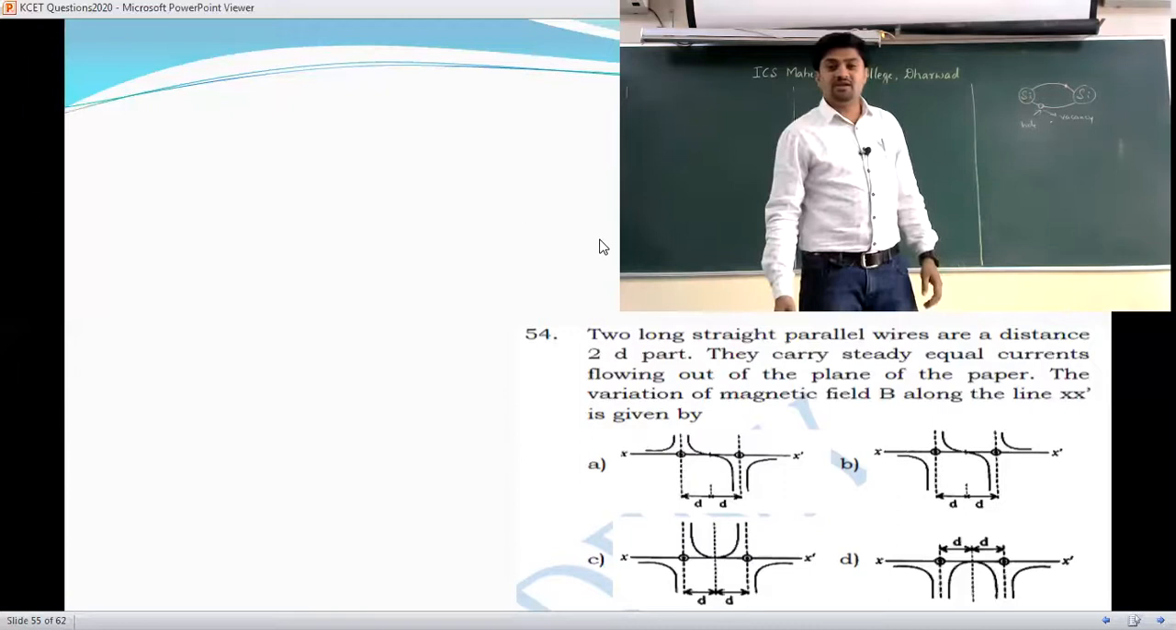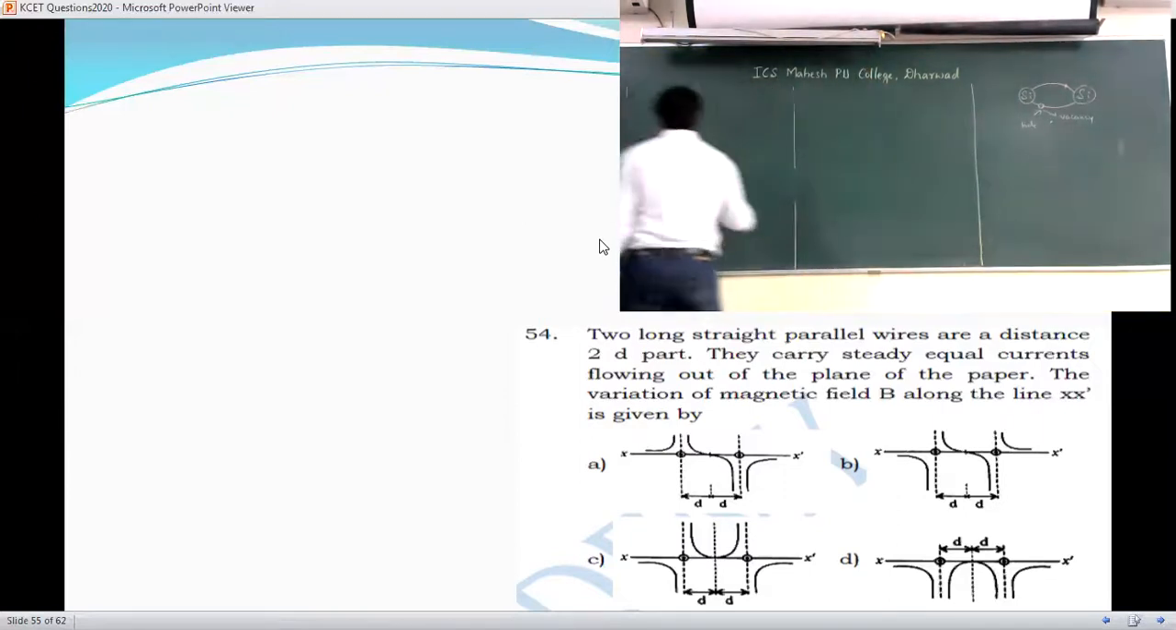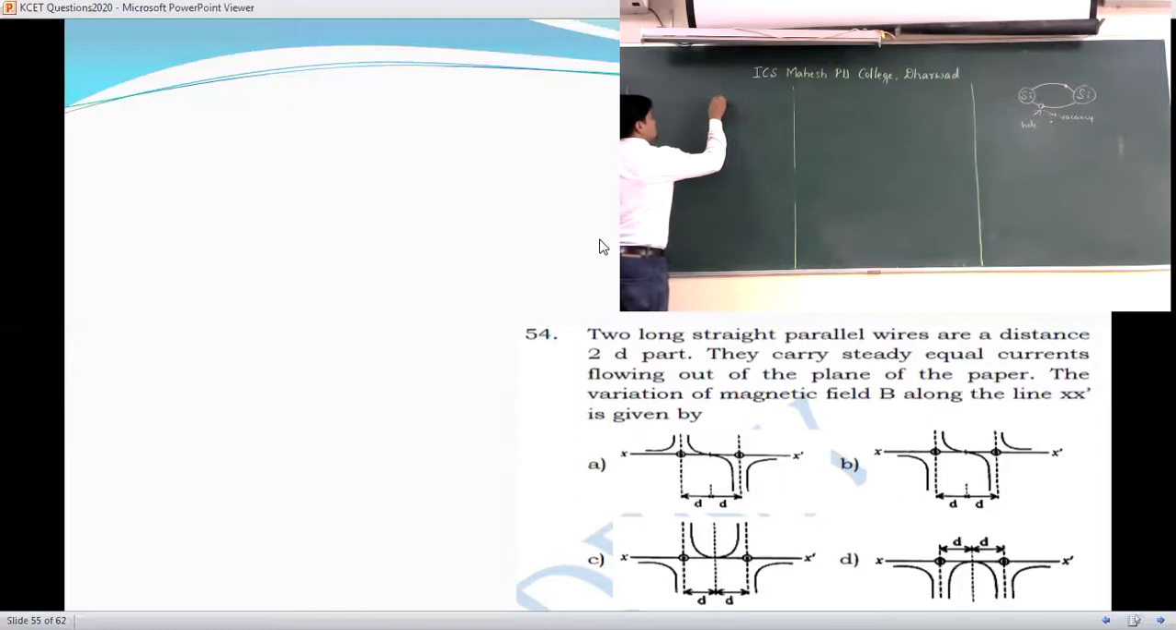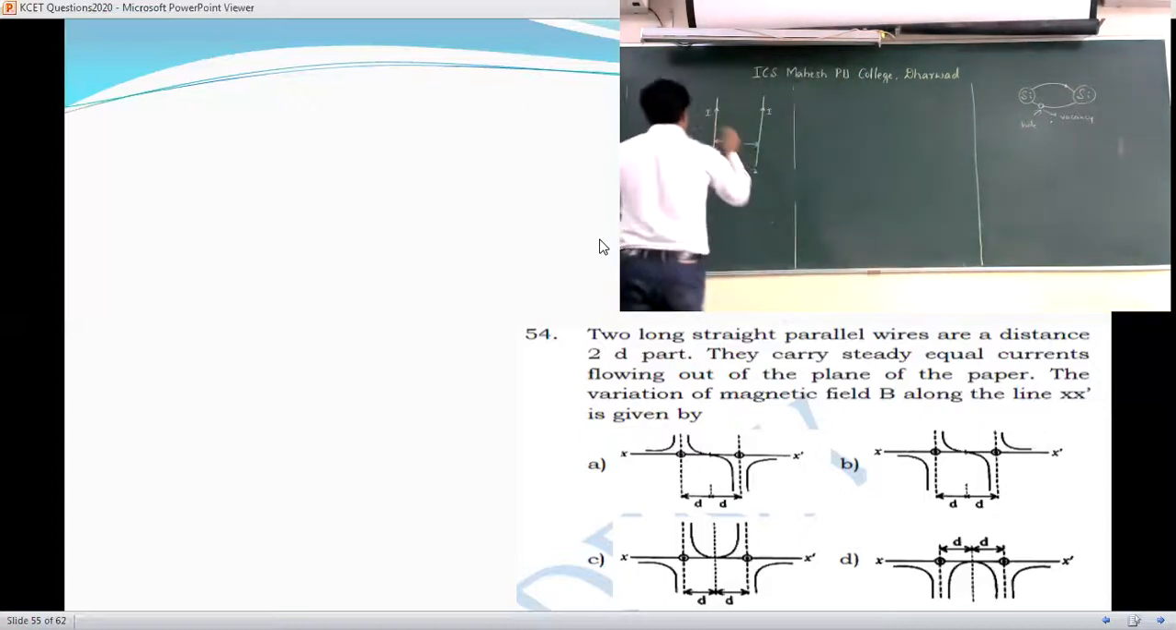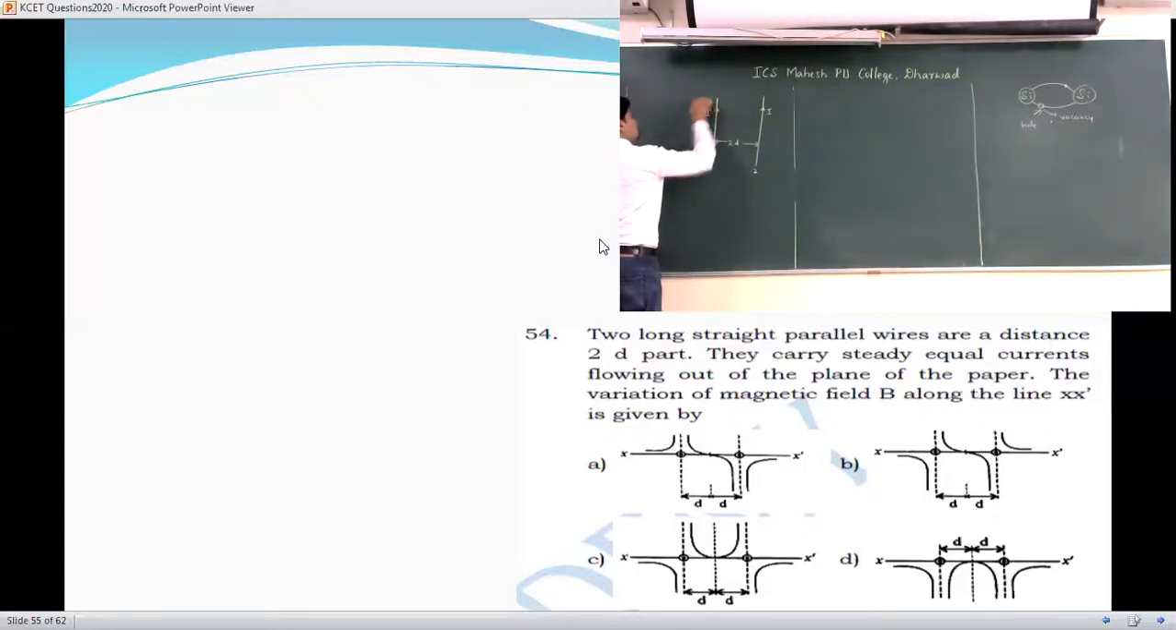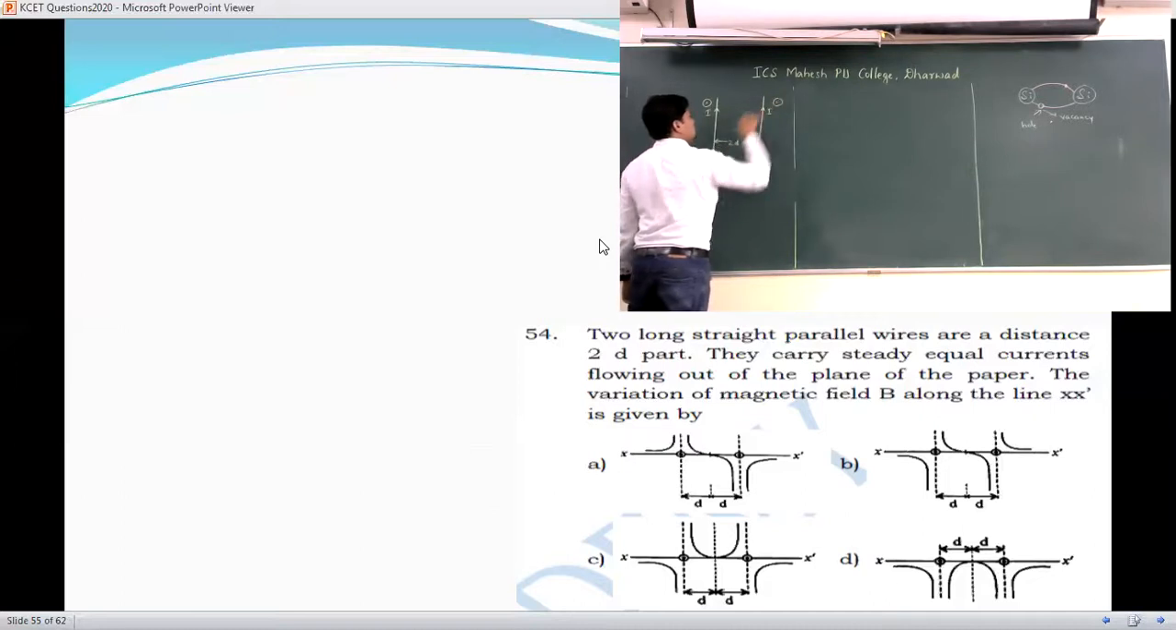Force due to two parallel conductors here. So let us take two parallel conductors. This is one straight conductor. Let us name them 1 and 2. Both are 2d apart, the distance between them is 2d. Now they are identical, so the current flowing in them is I. They have told that the current is flowing out. This is the notation I am taking here, so the current is flowing out.